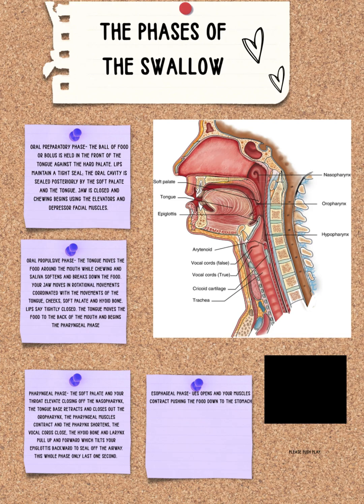And then you start the esophageal phase. In this phase, the top of your esophagus opens, which is your upper esophageal sphincter, or your UES. That opens up and the food goes down into your esophagus, and then your esophageal muscles contract and push the food all the way down to the stomach. And those are all the phases of the swallow.